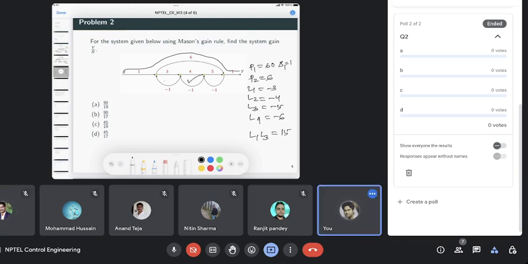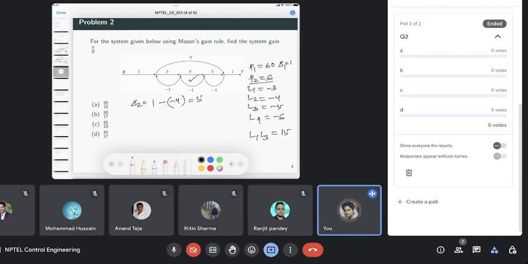So for that, let's write delta 2. Delta 2 will be 1 minus the loops taken 1 at a time, then plus the product of the loops taken 2 at a time, and so on, after deleting this path, right? So you delete this path through this node. This node will be gone, this node will be gone, because you are deleting this path. So only this loop will remain. So delta 2 will be 1 minus the loop gain -4, that is actually not touching, so it is 5.